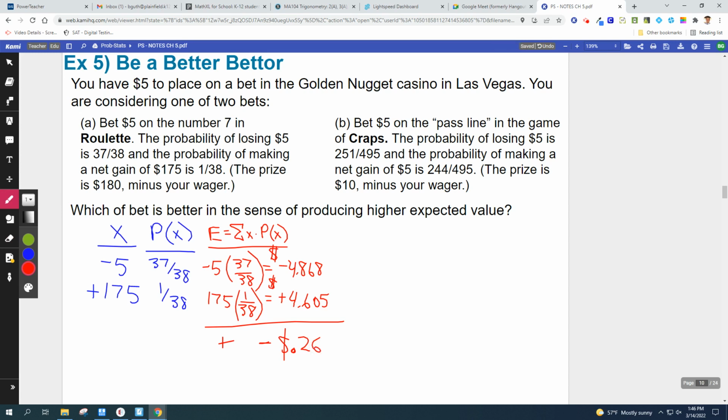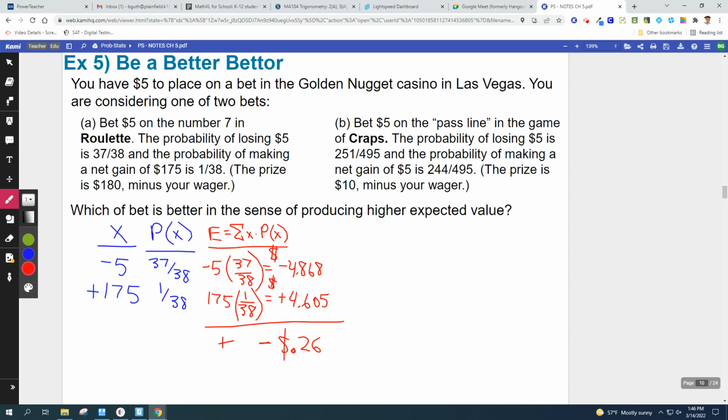And what that means is that's kind of like the average. You play that game, you're never going to lose 26 cents. But if you play that game a million times, your average would be you're losing 26 cents per play. Every time you play, on average, you'd lose 26 cents. You'll never really lose 26 cents. It's just your average. Okay. So that's not great. We would expect to lose that game.